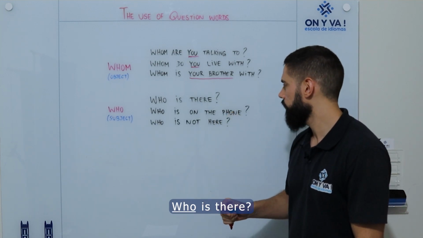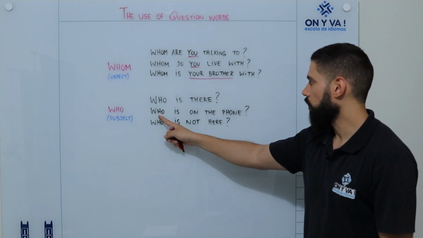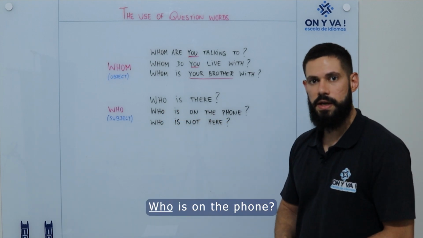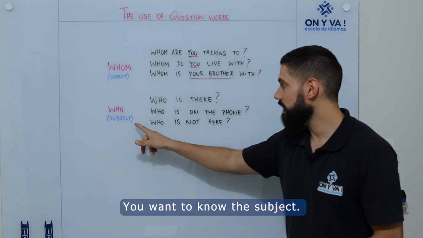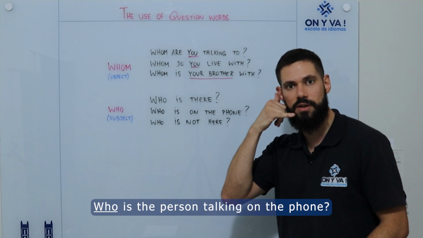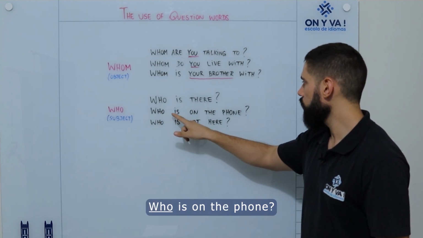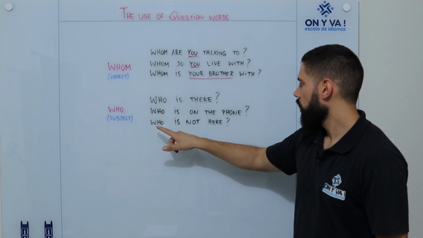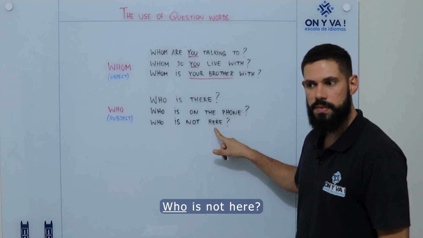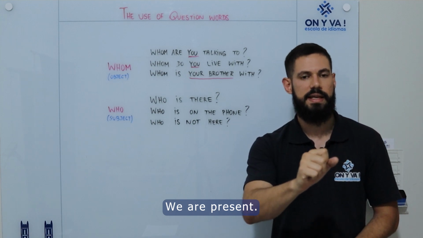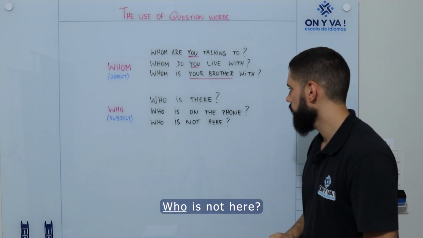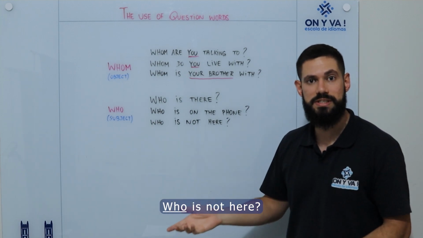Who's there? Another example. Who's on the phone? You want to know the subject. Who is the person talking on the phone? Who's on the phone? Who's not here? He is present, she's present, we are present. Who's not here? I want to know the subject.